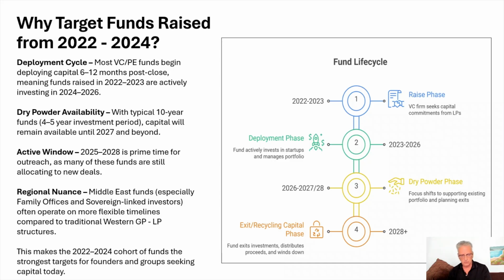Now, regional nuance could take a slightly different course here, because Middle East funds, especially family offices and sovereign-linked investors, often operate on more flexible timelines compared to traditional Western GP-LP structures. This makes the 2022 to 2024 cohort of funds the strongest targets for founders and groups seeking capital today. I've got a fund life cycle chart on the right-hand side, so you can see that if you're looking at this database as a really good source, it'll carry you all the way up until 2028 and beyond.